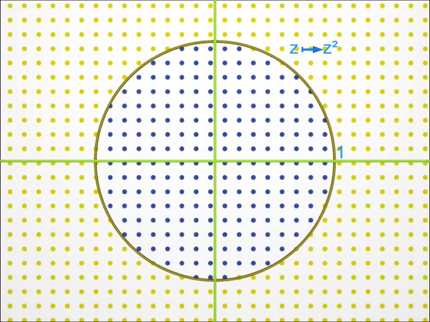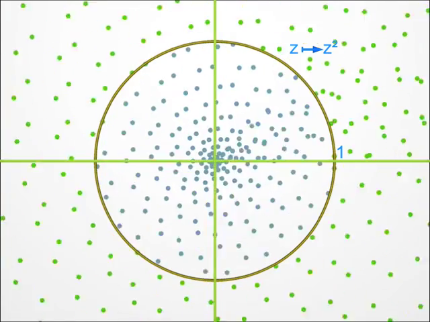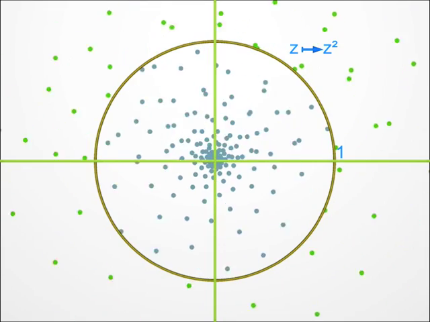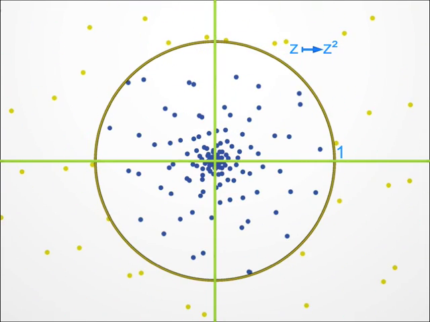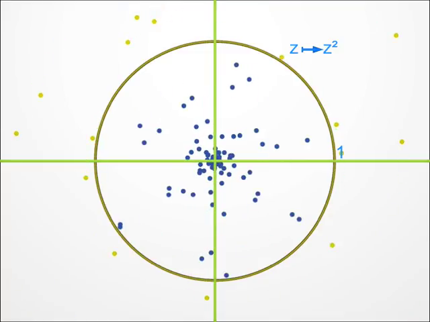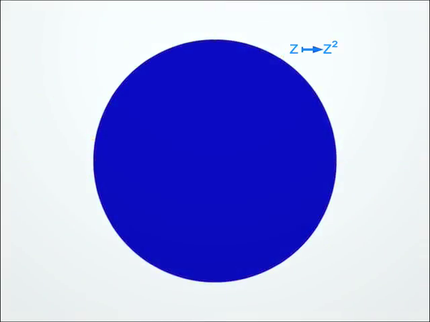Let's perform the transformation z squared several times and look at the result. You can see that the blue points stay inside the disk, while the yellow points escape from the disk, and even escape from the screen. We say that the blue disk is the filled-in Julia set of the transformation z squared. Points outside the Julia set escape to infinity when one repeats the transformation indefinitely.